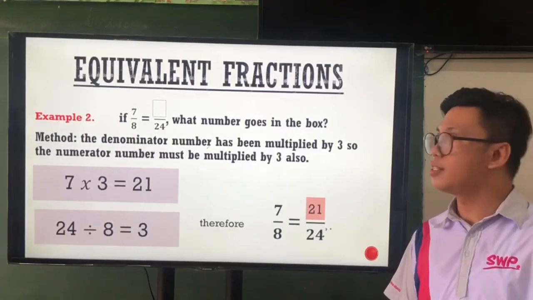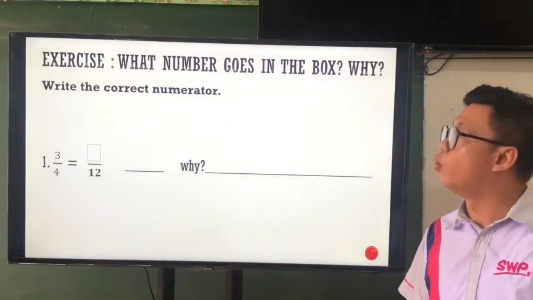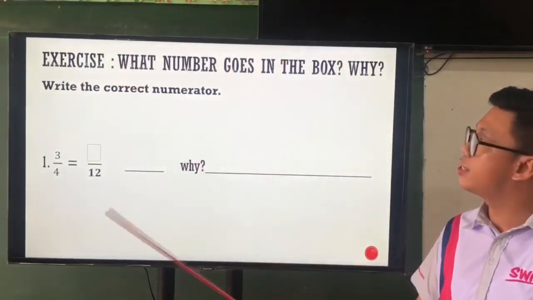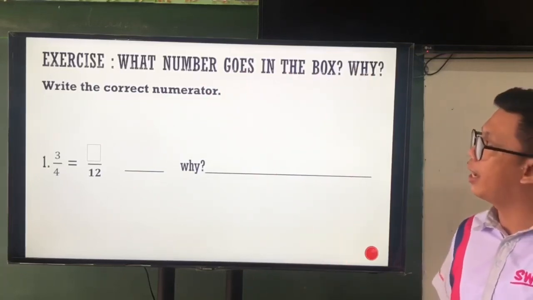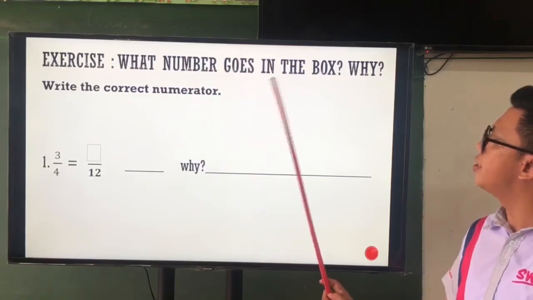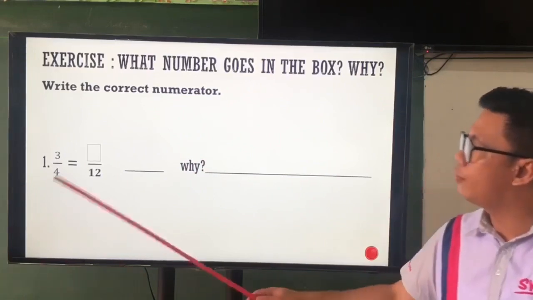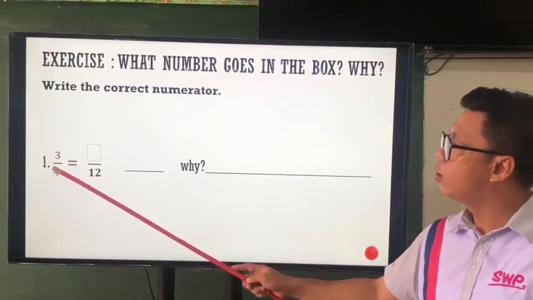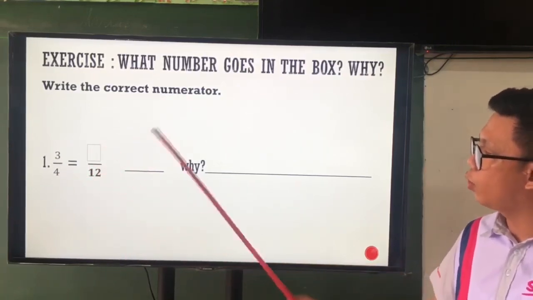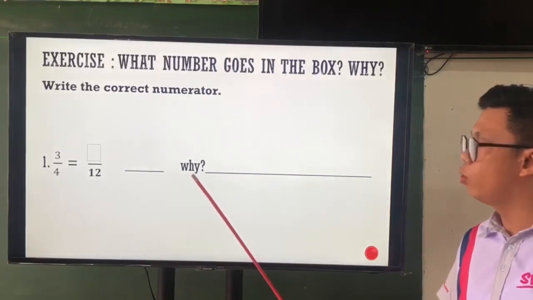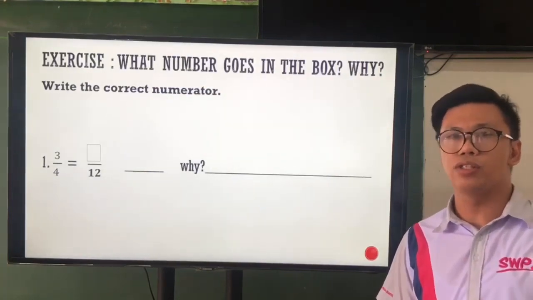Understand? Okay, let's have an exercise now. Exercise number 1. Let's read first: what number goes in the box, and write why. Write the correct numerator. Example number 1: 3 over 4 equals a box over 12. And the follow-up question: why? I'll give you 5 minutes to answer this. Your 5 minutes starts now.